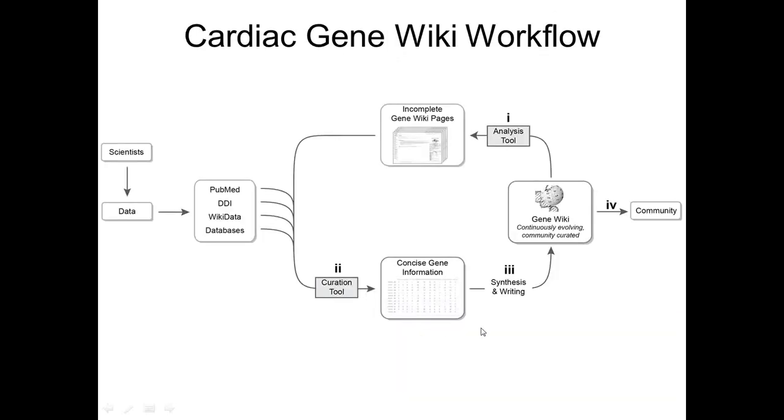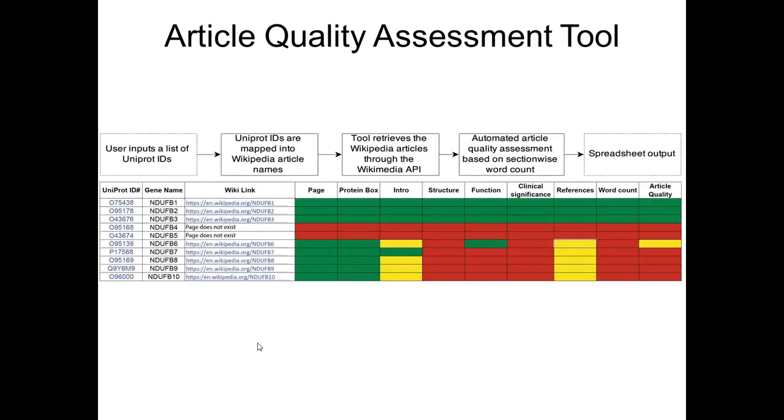So since the start of our project, Tevfik has developed a couple tools that have aided in our curation efforts, and these are shown in this workflow figure here. First, the article analysis tool. It's basically a quality assessment tool that analyzes and discovers incomplete articles in Wikipedia. And then the curation tool is used to search PubMed more efficiently prior to curation. And then these two tools will be discussed in the following slides.